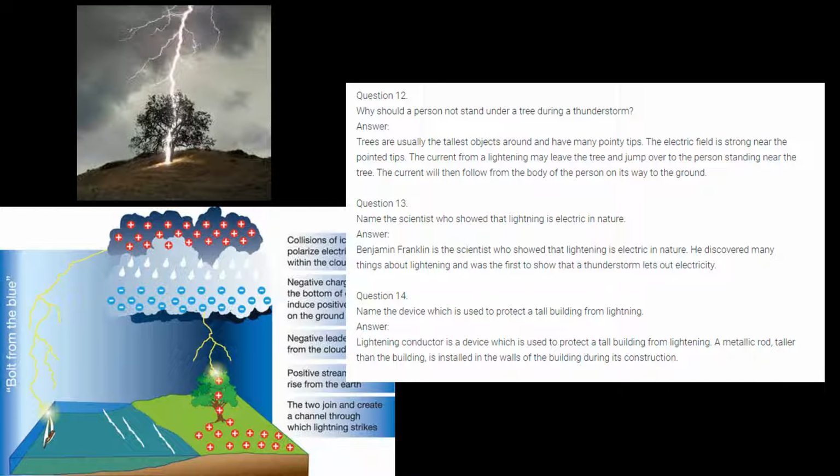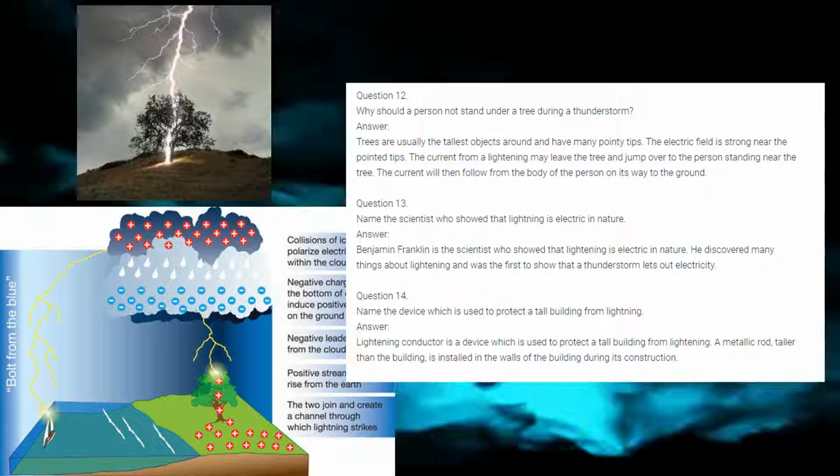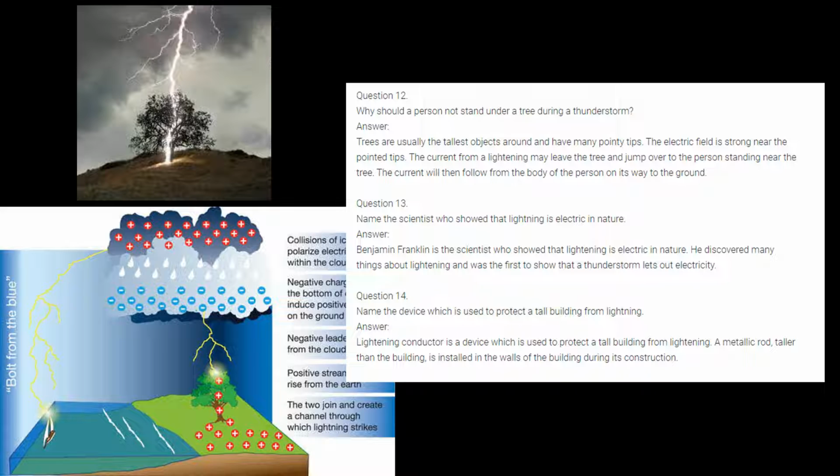Question 12. Why should a person not stand under a tree during a thunderstorm? Answer. Trees are usually the tallest objects around and have many pointy tips. The electric field is strong near the pointed tips. The current from a lightning may leave the tree and jump over to the person standing near the tree. The current will then flow through the body of the person on its way to the ground.